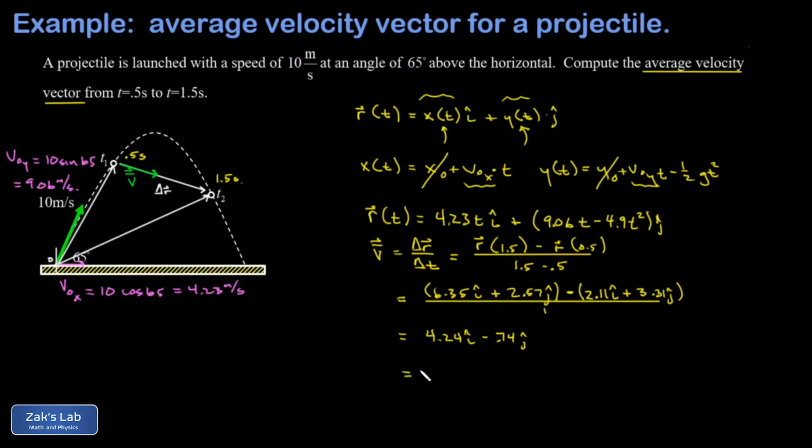And to state my final answer, I really should have units on these. So these coefficients must have units of meters per second. On average during this time interval, my projectile was moving 4.24 meters per second to the right and negative 0.74 meters per second downward.